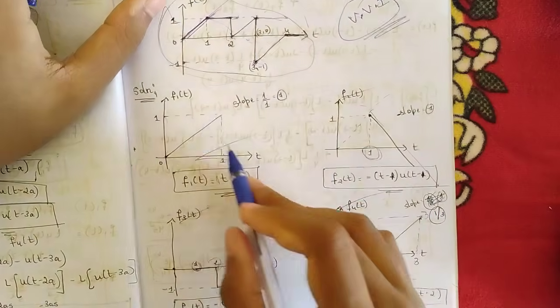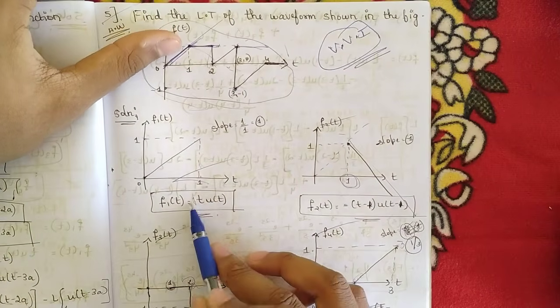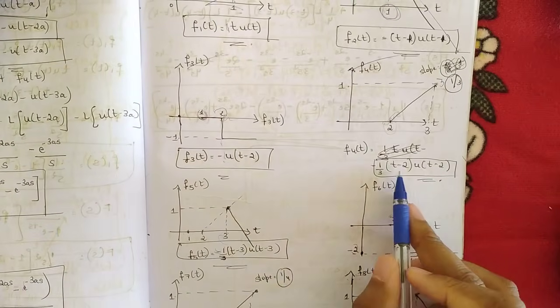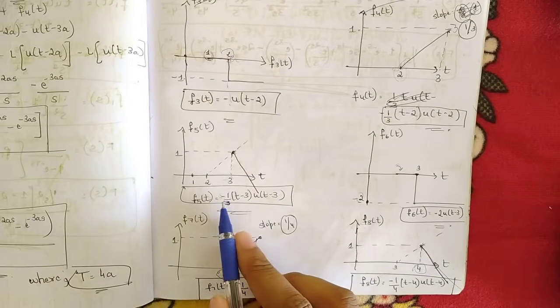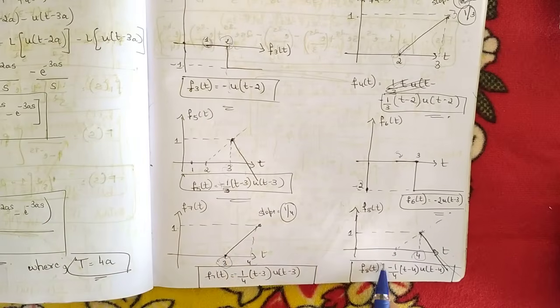Next is f8 of t, from this point, in order to make it constant we should be drawing one negative ramp. So like this, 8 plots are required, along with the terms I have mentioned: f1 of t, f2 of t, f3 of t, f4 of t, f5 of t, f6 of t, f7 of t, f8 of t.